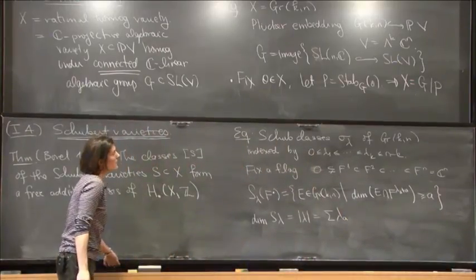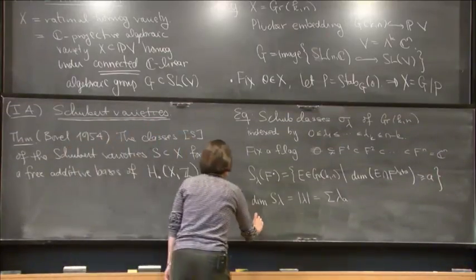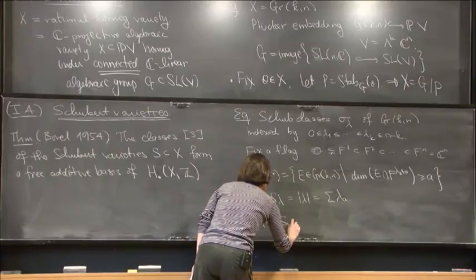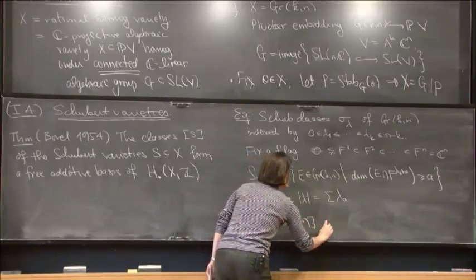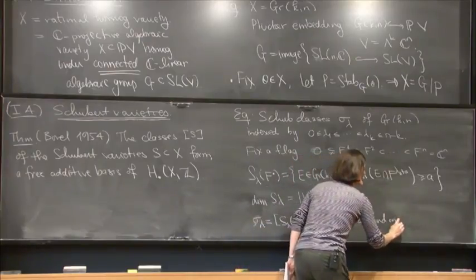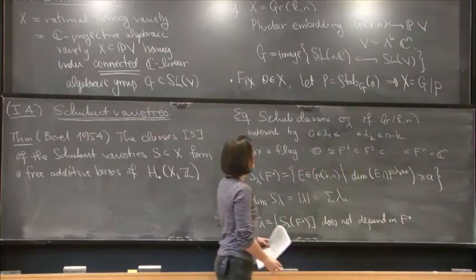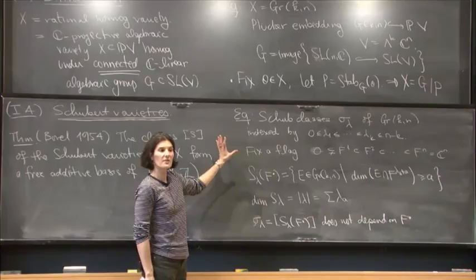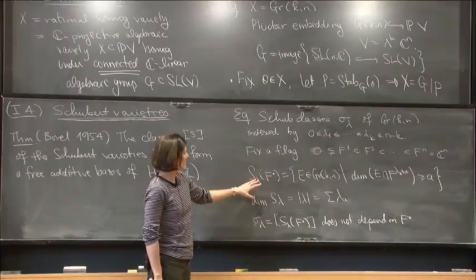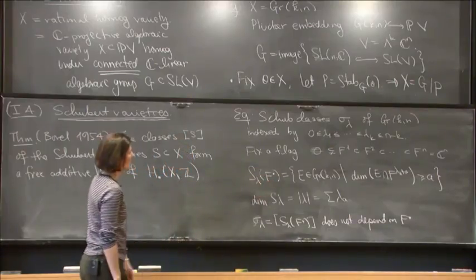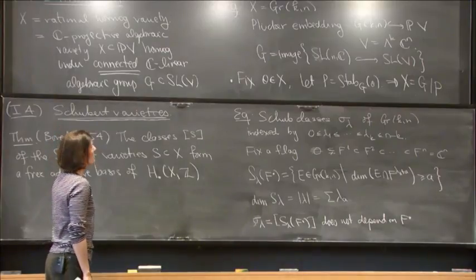Okay. And one thing you can check is that the homology class does not depend on the choice of flag. And the reason for that is our group in this case is the special linear group. Any two flags are congruent under the special linear group, which is path connected. So any two varieties given by different flags but the same index set will be homologous to each other, congruent under the group action.